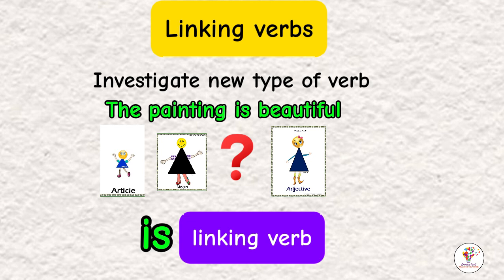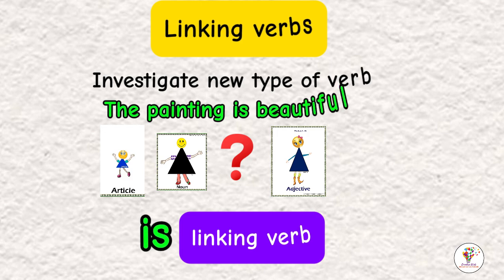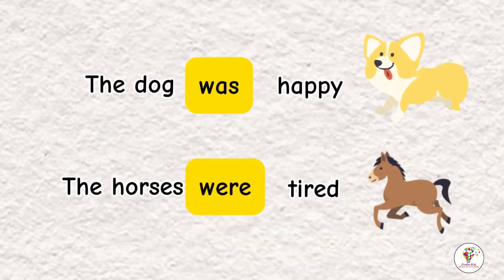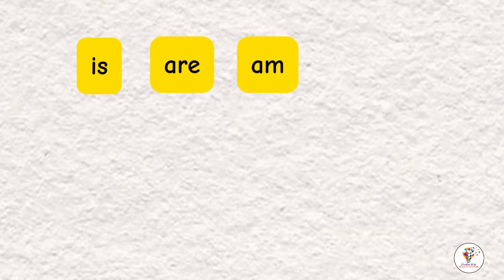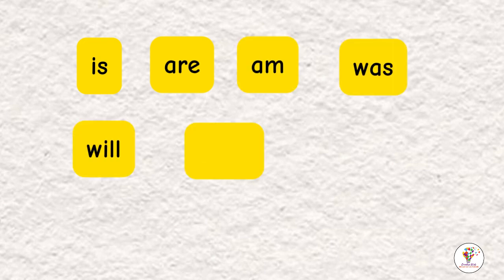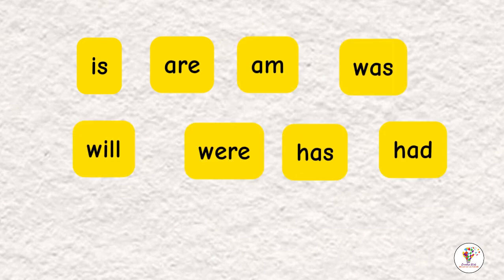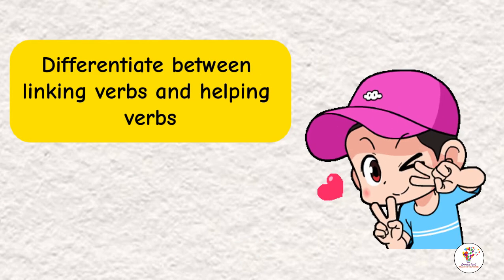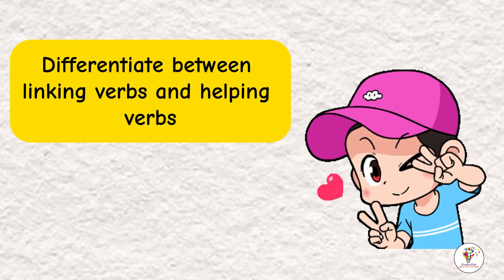You will write more linking verb sentences, like the dog was happy, the horses were tired. Now you tell your child is, are, am, was, will be, were, has, had, all are linking verbs. So in the next video we will differentiate between linking verbs and helping verbs.